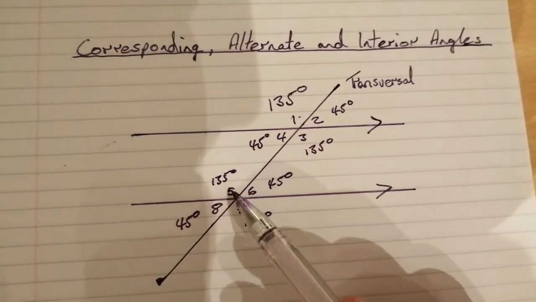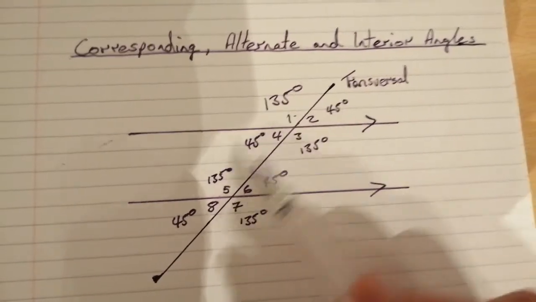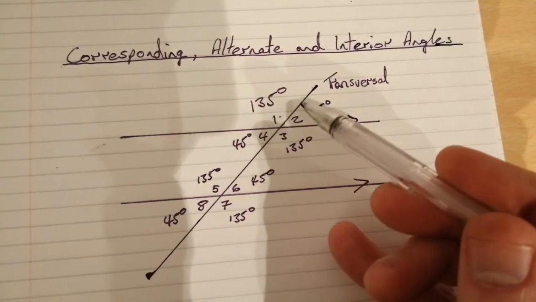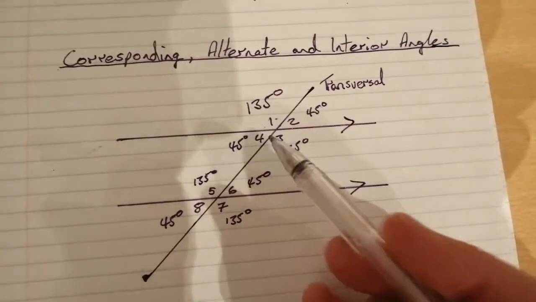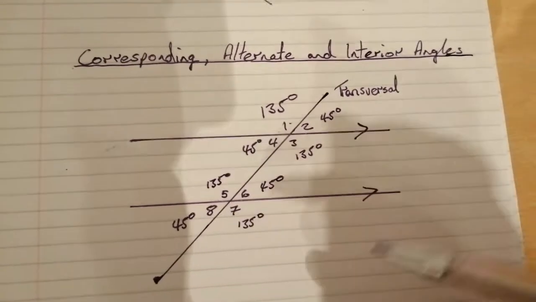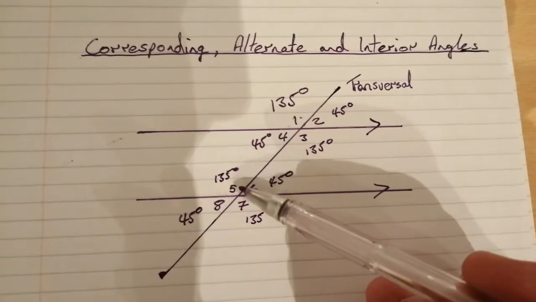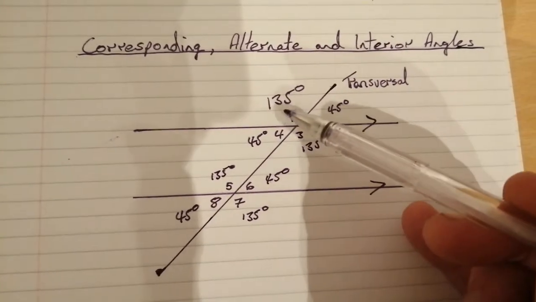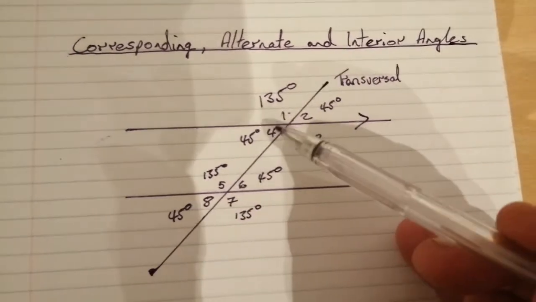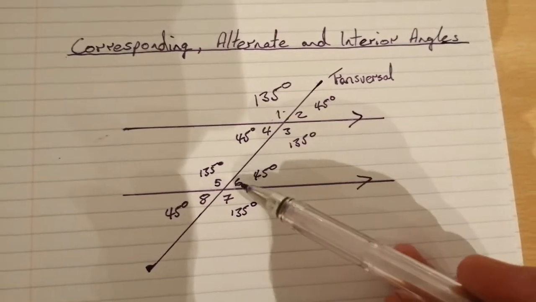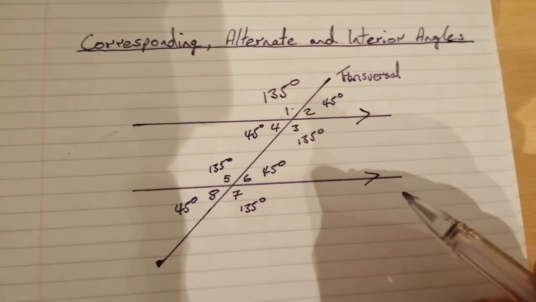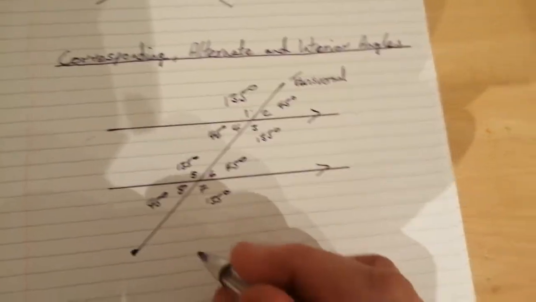So 5 is exactly the same size as 1. If you took this and you placed it on top of it, you'll see it would fit just perfectly. The lines would line up. 8 is identical to 4, 7 is identical to 3, 6 is identical to 2. Or if you think about it in terms of position, the one in the top left down here is equal to the one in the top left up here. The one in the bottom left here, which is 8, is equal to the one in the bottom left here. Top right, bottom right. And these pairs of angles are corresponding pairs of angles.